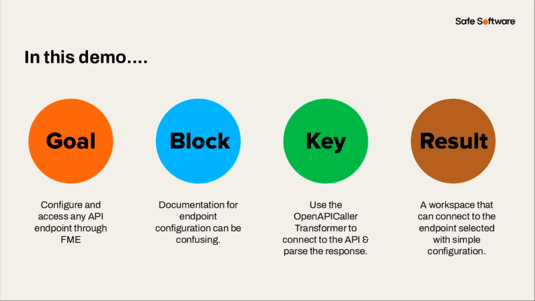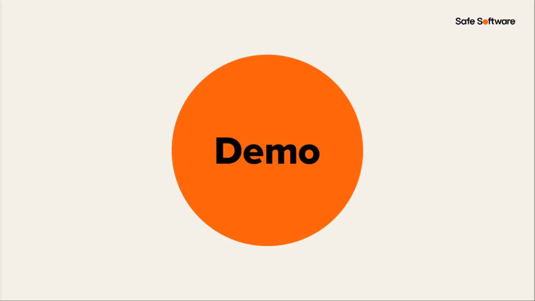The block is that documentation for endpoints and API configuration can be confusing. Like, what do you need to query? Where are the attributes? What type of authentication method do you need to use? It's all very confusing. So the key here is this new transformer, the Open API caller, to connect to the API and parse the response. And the result is a workspace that can connect to your selected endpoint with simple configuration. So with that, I'll go into the demo.